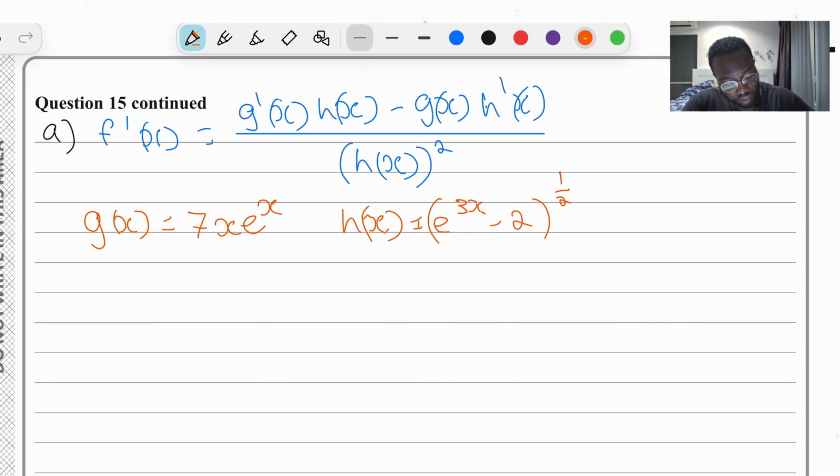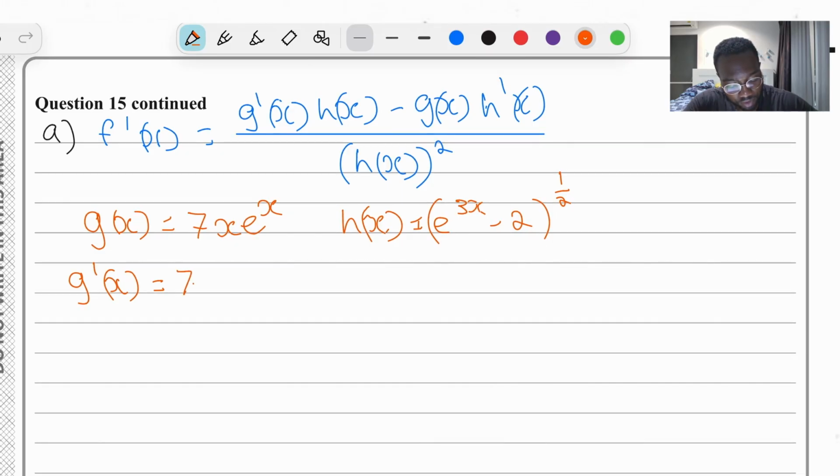So differentiating this, we get g dash x that is equal to. Well, differentiating this, we actually have to use a product rule, right? Because we have the 7x and we have the e to the x. So if we use product rule in my head, what would that be? Well, luckily for us, e to the x just differentiates to e to the x. So we'd get 7x e to the x, and that's plus a 7 e to the x, okay? So that is g dash x.